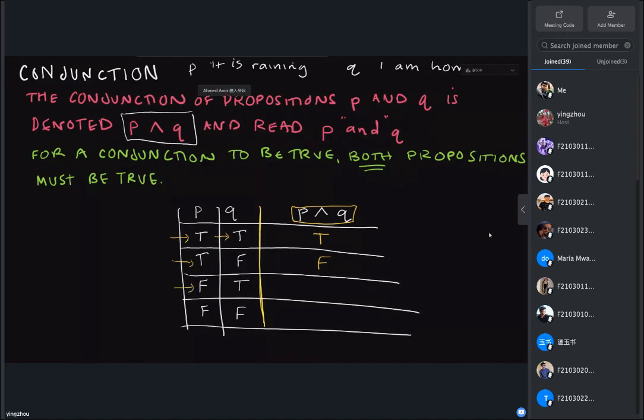This row represents it is not raining, I am home. So it's not raining and I am home, of course, would still be false because it's not raining. And this row represents it's not raining, I am not home. Again, false, because they both have to be true for it to be true. So it doesn't matter about the meaning of the propositions, but keep in mind that you'll be using those statements to write them as letters, and then go from there to make the truth table.